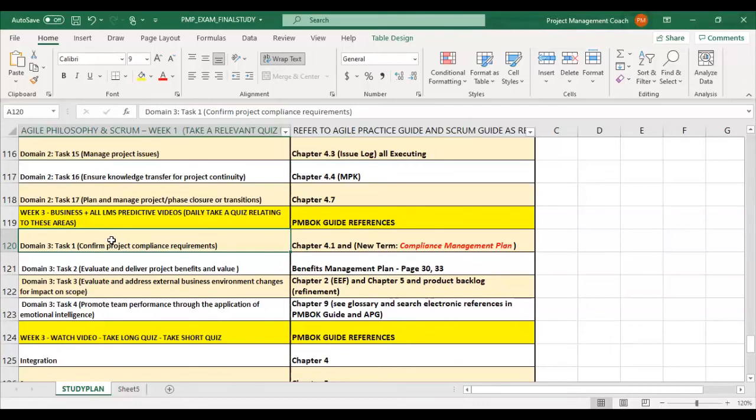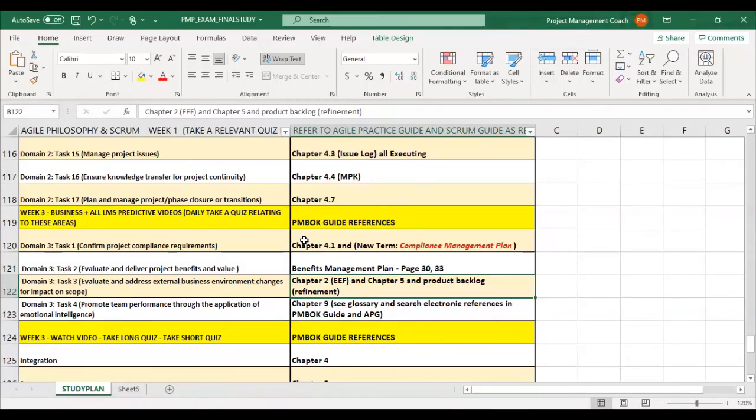All right. So domain 3, task 1, 4.1, compliance. That's pretty much where I would say have a strong focus on, understand the genesis of the project. Task 2, evaluate and deliver project benefits and value. This is on page 30 and 33. There's also an important understanding from an agile perspective of what exactly value means and how we prioritize the backlogs with value, prioritize the product backlog with a value slant, and that's the product owner's job, and things like that.